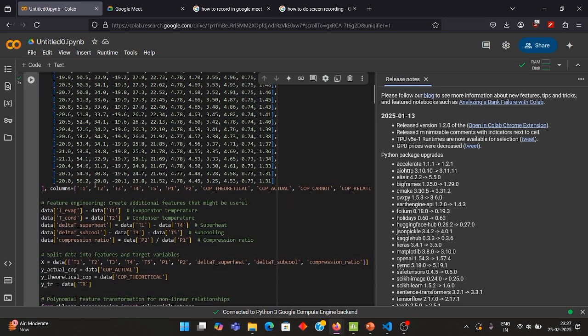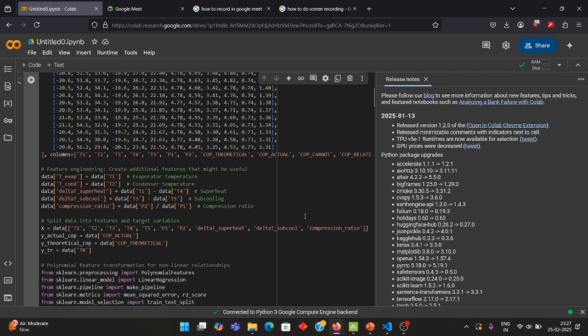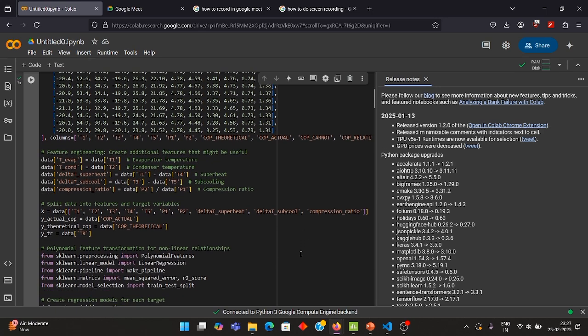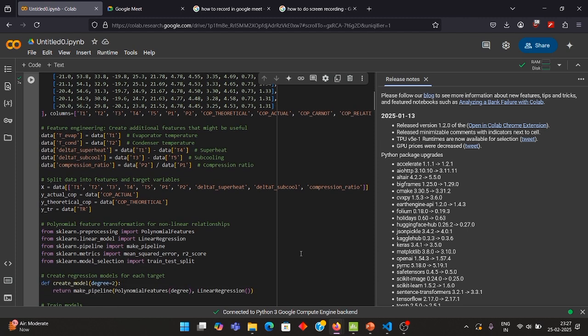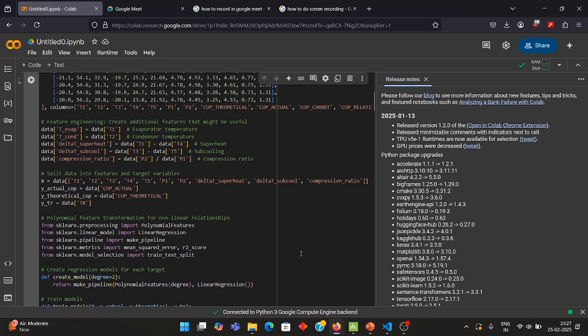We have given the input of the various parameters or the factors which we are using, along with the various response variables, COP theoretical, COP actual, COP Carnot, COP relative, and tons of refrigeration. Based on this, we have given the feature engineering, which creates additional features that might be useful, including evaporator temperature, condenser temperature, superheat, subcooling, compression ratio.